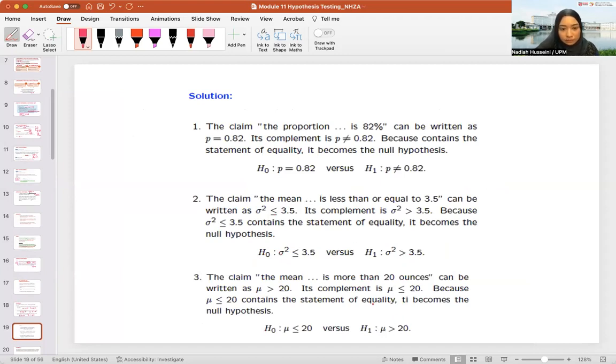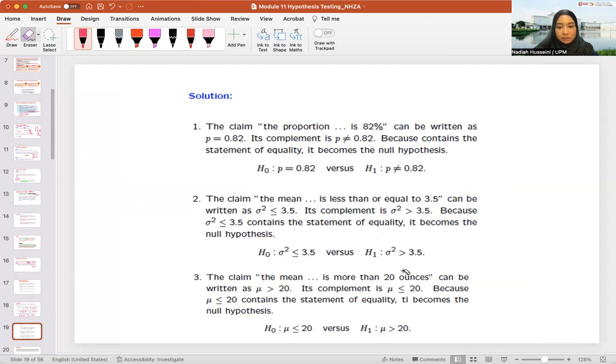For number 1, H naught is P equals 0.82 and H1 is P not equal to 0.82. Number 2, the equality sign is our null, and whatever does not have the equality sign is your alternate.